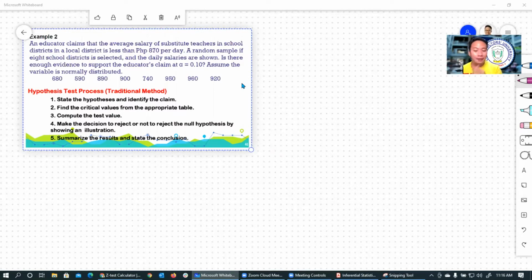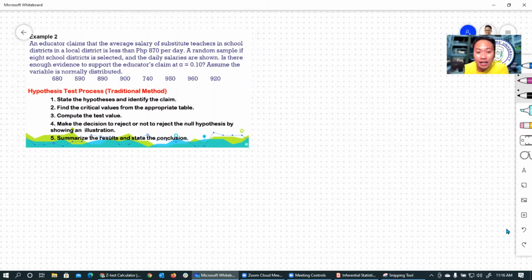Okay, so I hope everyone is done reading the problem now. All right, so let's ask ourselves, do we have a population standard deviation? The answer is no. There's none. It's not even explicitly mentioned that there's a population standard deviation. So, in other words, the test that we're going to use is the t-test.